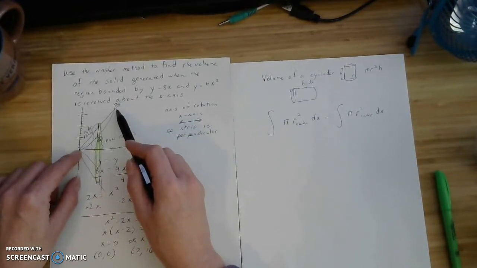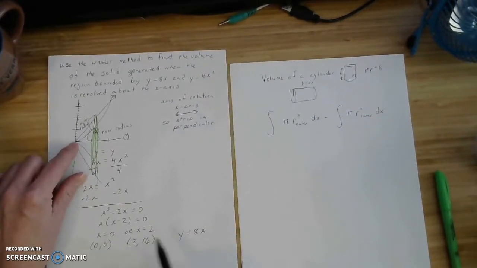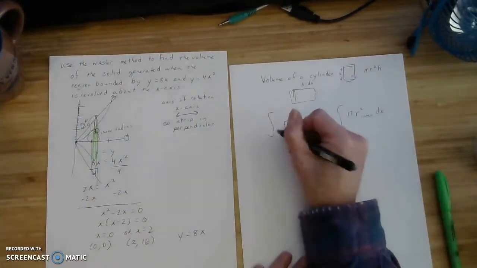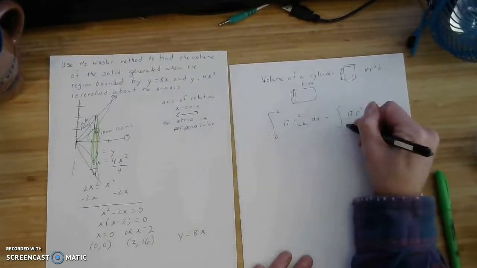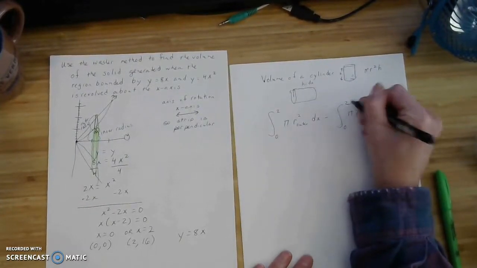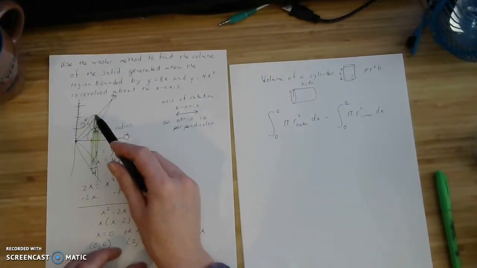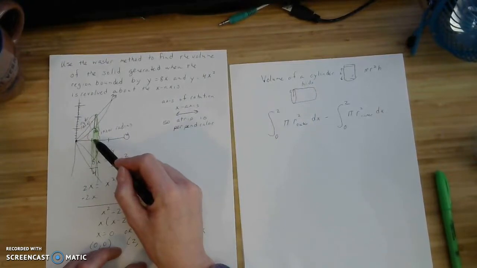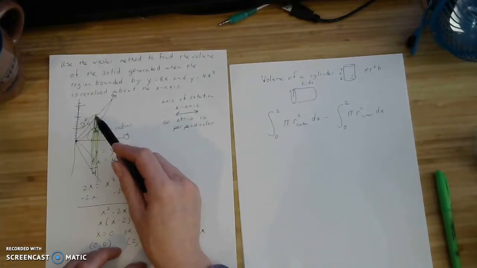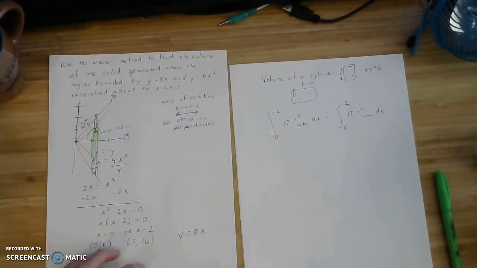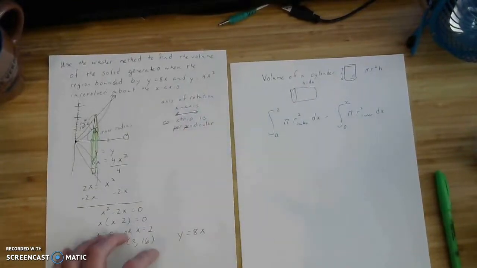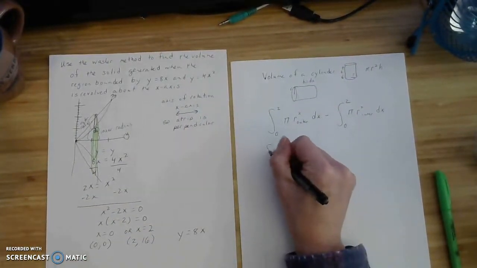If the differential were dy, then I would be using the y values from 0 to 16. But my differential is dx, so I use the x values from 0 to 2. So this should go from 0 to 2, and this should go from 0 to 2. Now the outer radius, well, what is the outer radius? I said it's from the line down to the x-axis, but that's just the y value, isn't it? That's what the coordinates at this point would be. It's the y value on the line. Well, the y value on the line is 8x. So that gives me the following formula.